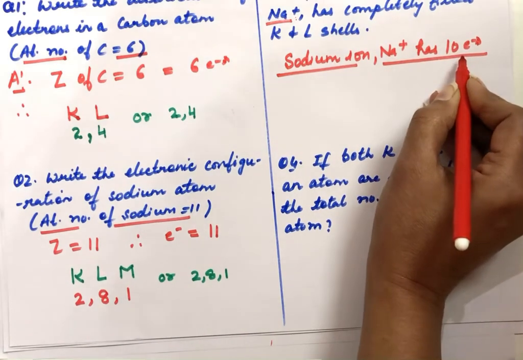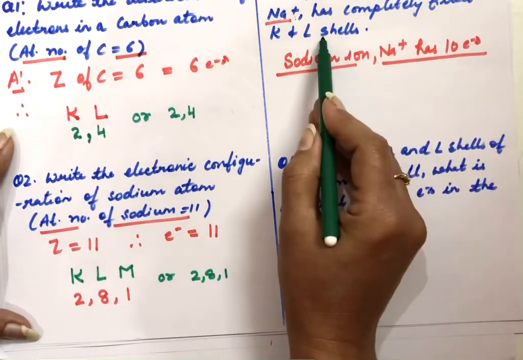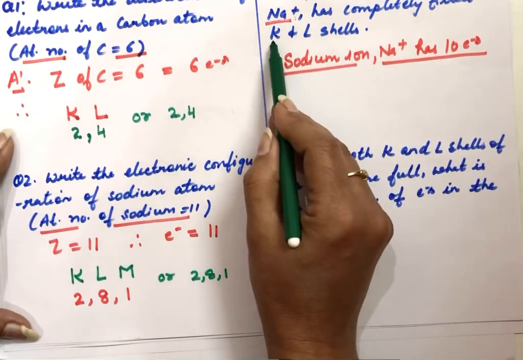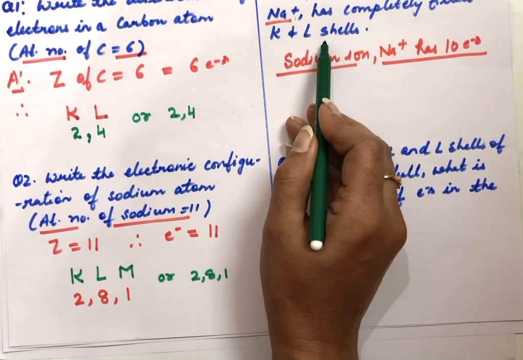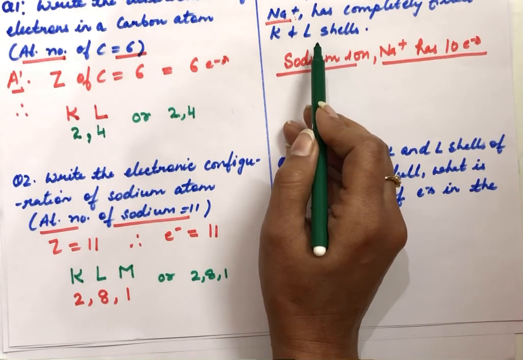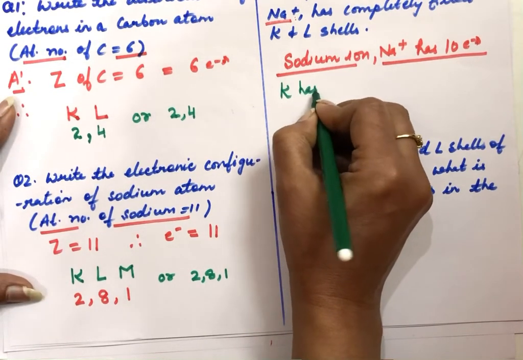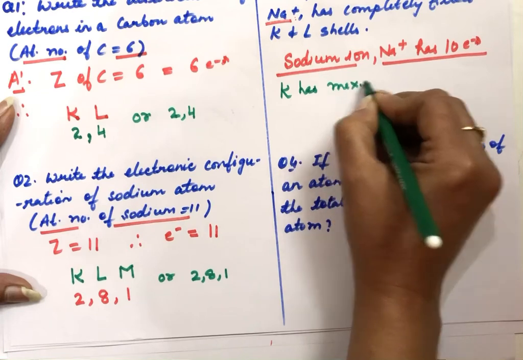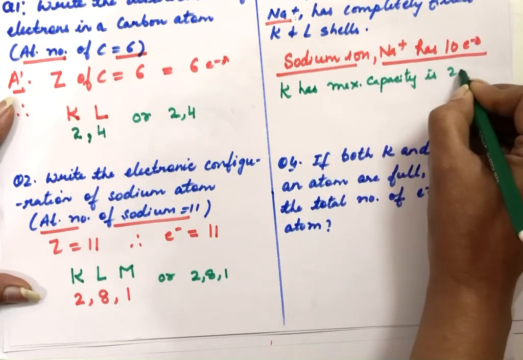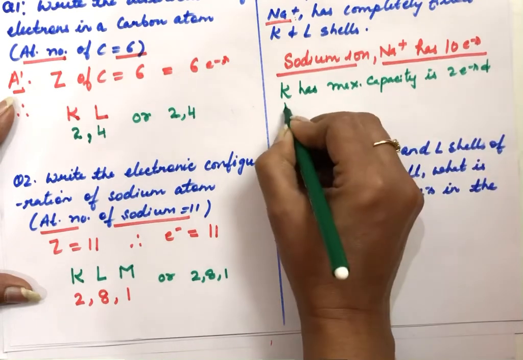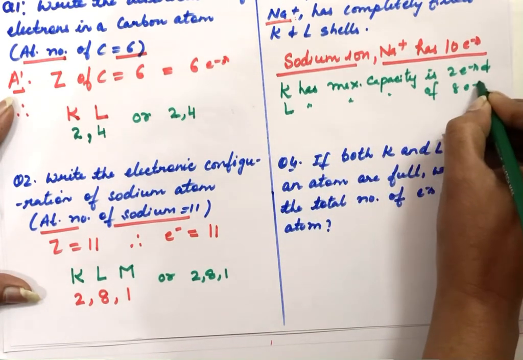Now when we have to fill 10 electrons, 2 will come in the K shell and 8 will come in the L shell. Capacity of K is to have 2 electrons and capacity of L is to have 8 electrons. That means both these shells will be completely filled up. K shell maximum capacity is 2 electrons, and L shell has maximum capacity of 8 electrons.